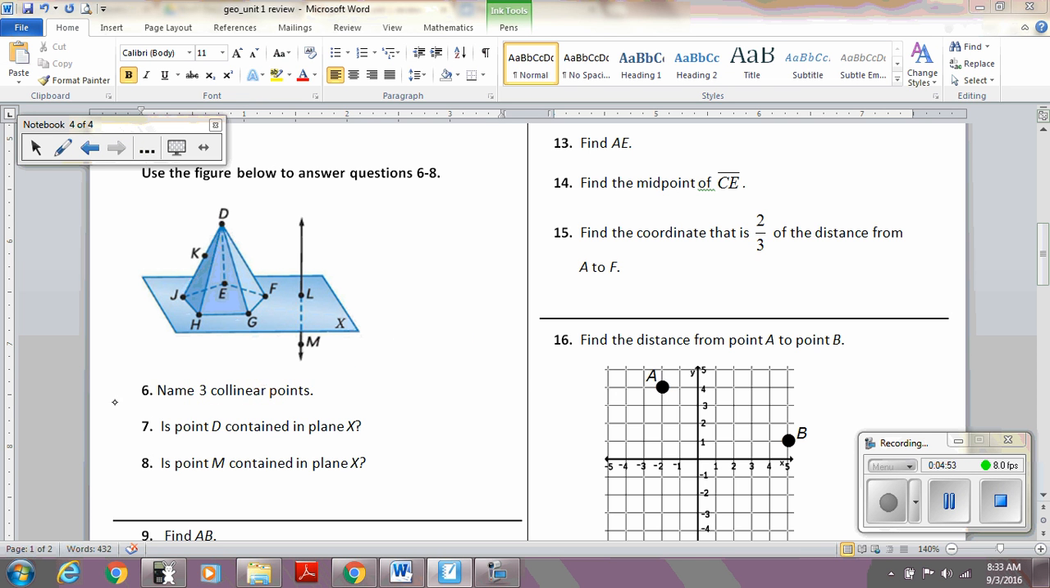Number 7 says, is point D contained in plane X? Plane X is the little flat rectangular looking shape at the bottom, and point D is up here at the top. So the answer would be no. D is not contained in plane X. Number 8 says, is point M contained in plane X? Point M is down here, and it's not on plane X either. So I would say no.